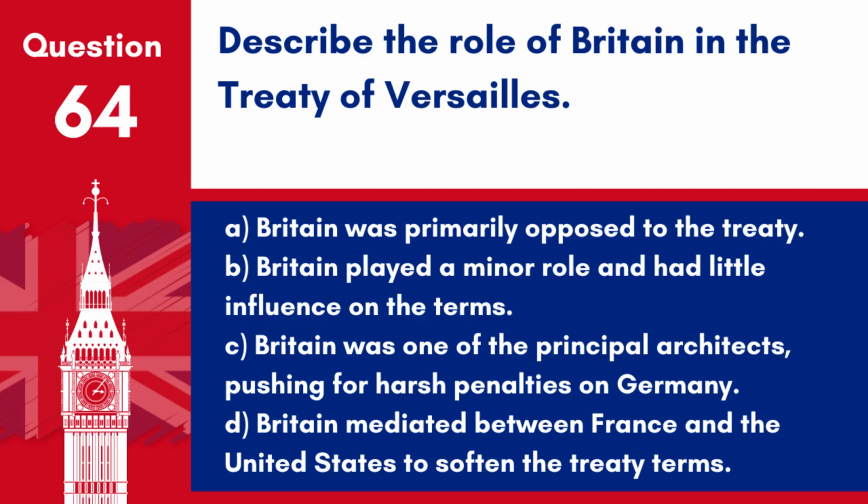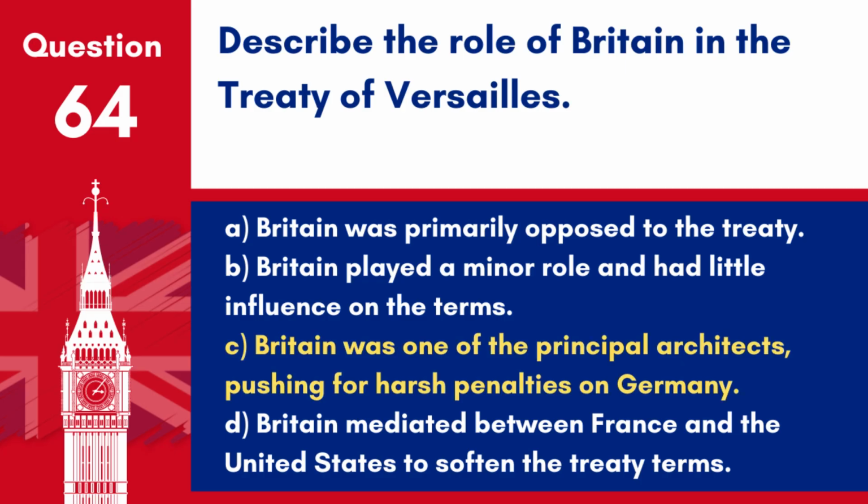Question 64. Describe the role of Britain in the Treaty of Versailles. A. Britain was primarily opposed to the treaty. B. Britain played a minor role and had little influence on the terms. C. Britain was one of the principal architects, pushing for harsh penalties on Germany. D. Britain mediated between France and the United States to soften the treaty terms.